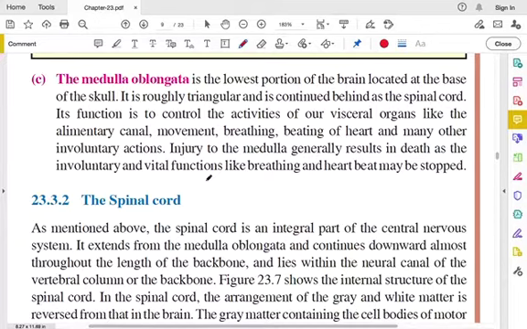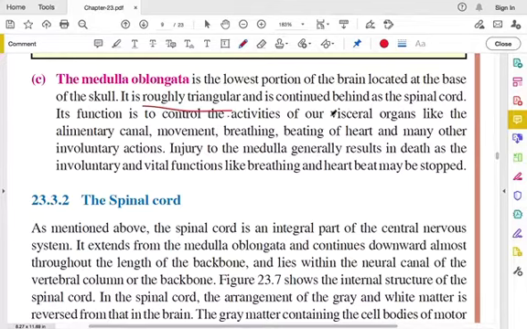So the medulla oblongata is roughly triangular, not exactly triangular, but roughly triangular in shape, and it is continued behind as the spinal cord, because it is just the lower portion of the brain. So when it continues, it continues as the spinal cord behind.